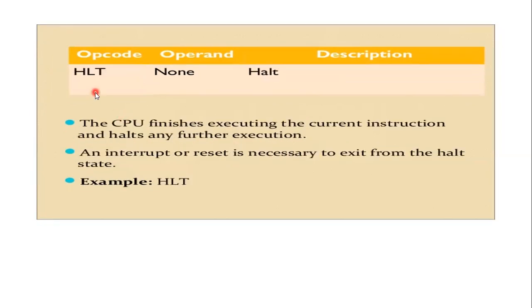Then halt, HLT. The opcode is halt. There is no operand. The CPU finishes executing the current instruction and halts any further execution, that is, it terminates. An interrupt or reset is necessary to exit from the halt state. So the example is halt, HLT. So end of the program.